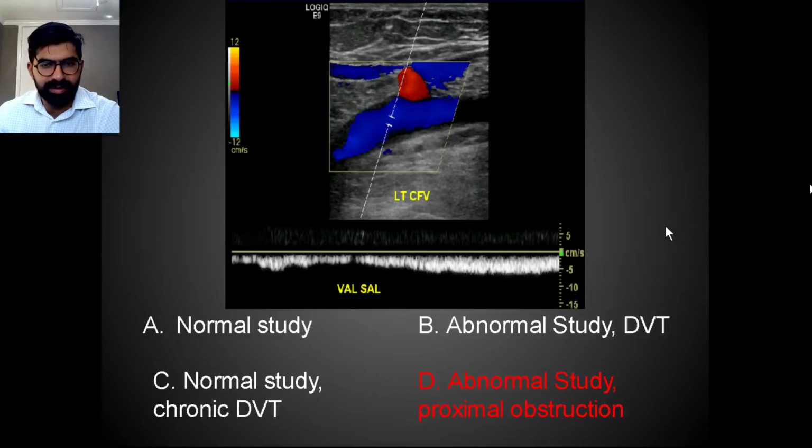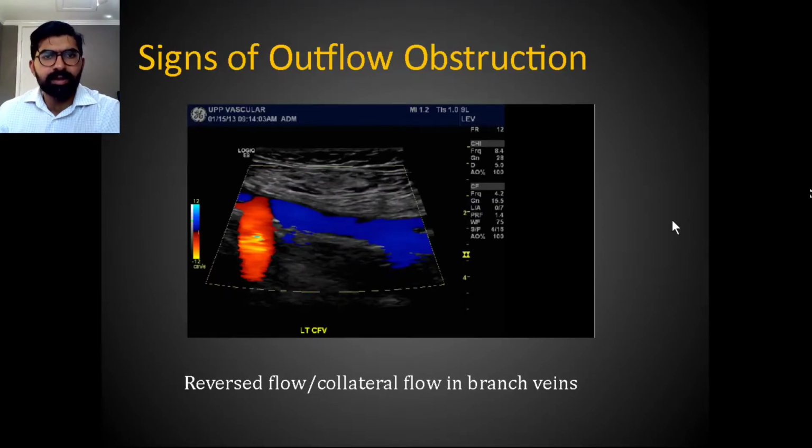Yeah, and for those people that said it's an abnormal study with proximal obstruction, you're absolutely correct. So let's understand this, because clearly this is not a normal study, because we showed you a normal study previously. So what really helps make this something that represents proximal obstruction? So there are several signs of outflow obstruction that you should be familiar with as you're looking at venous ultrasound. Now, you will see that there is reverse flow in collateral branch vessels.